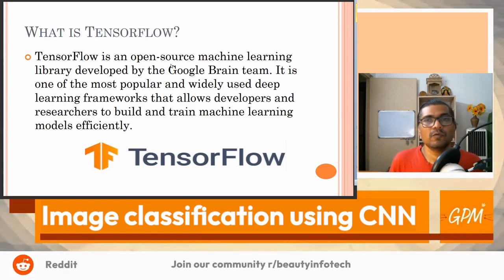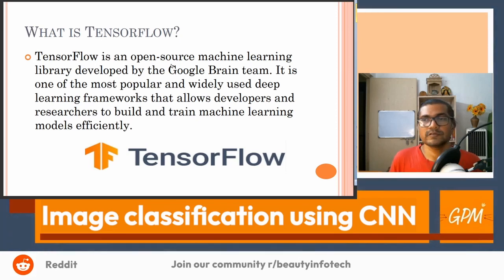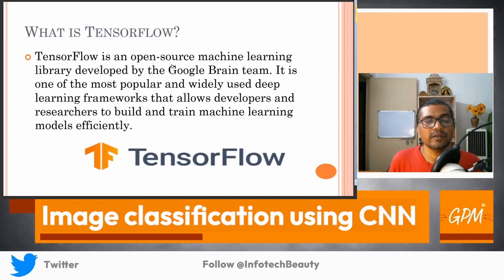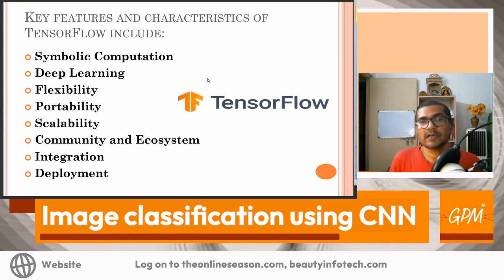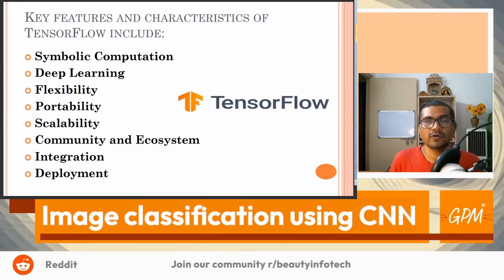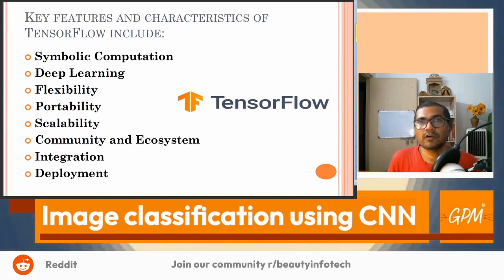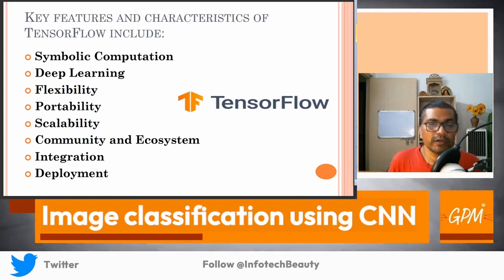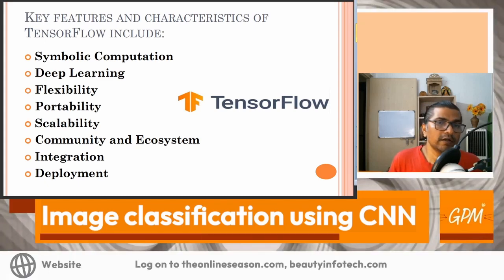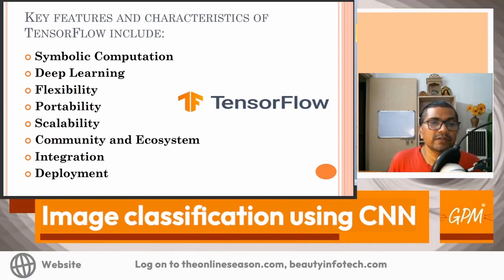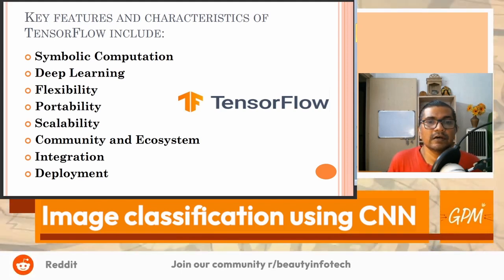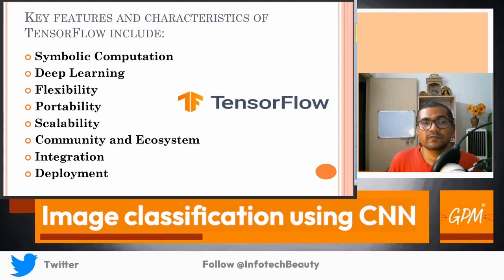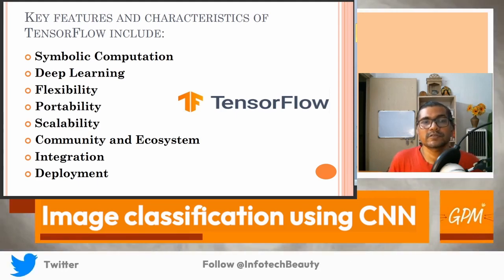So let's see what the features of TensorFlow are. When you learn more about the features of TensorFlow, you can utilize this tool in a better way. The next slide shows the features of TensorFlow. The major feature is symbolic computation. TensorFlow uses symbolic computation graphs where data flows through nodes represented by tensors, and these graphs enable parallel and distributed processing, making TensorFlow suitable for high performance computation.